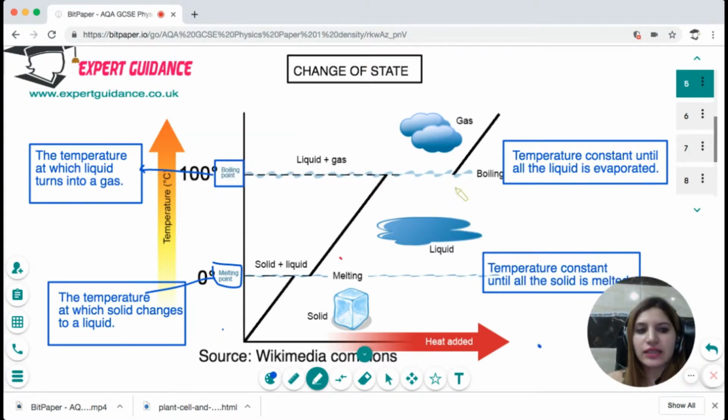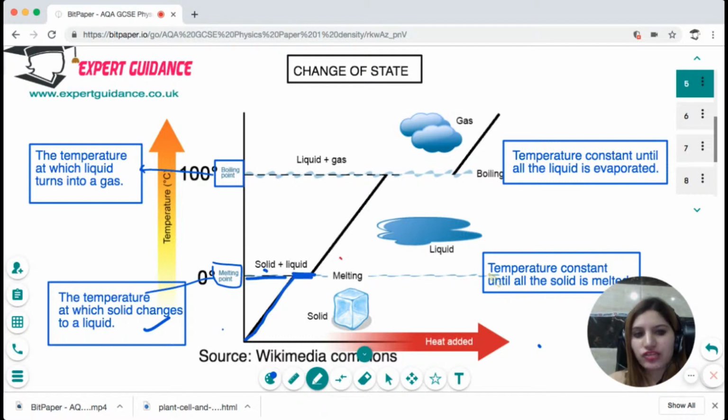Now let us look at the changes of state. How does a change of state take place? When you have a solid, the temperature is increased. And as soon as it reaches the melting point of the solid, which is like 0 degrees, which is the temperature at which the solid changes into a liquid, you will see your graph flatten. Here, the temperature is not increasing, but all the solid is converting into liquid.